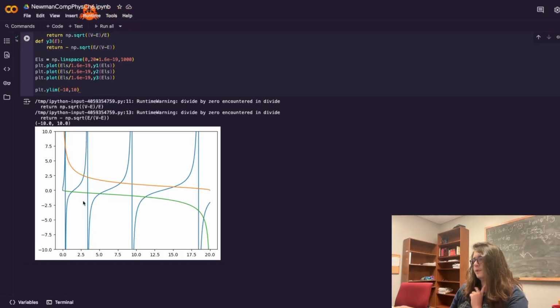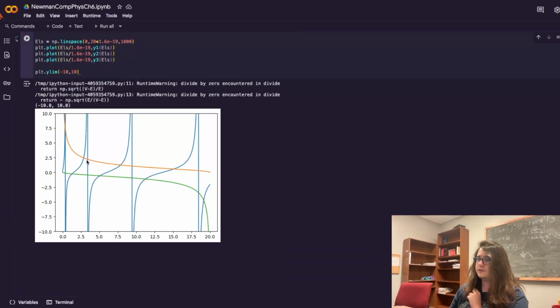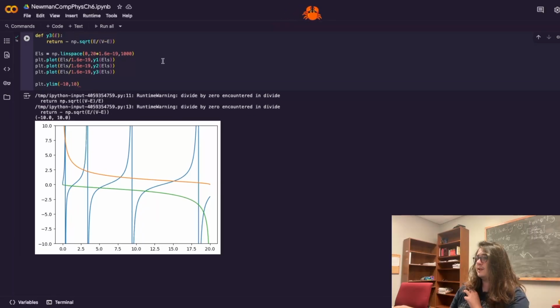Right. So that actually represents the first 6 energy states. So E1, 3, and 5 for the green line, since the green line is this guy, is for the odd numbered states. And then 2, 4, and 6 for the orange line, because the orange line represents the even numbered states. But now we actually have to find what those solutions are using binary search.